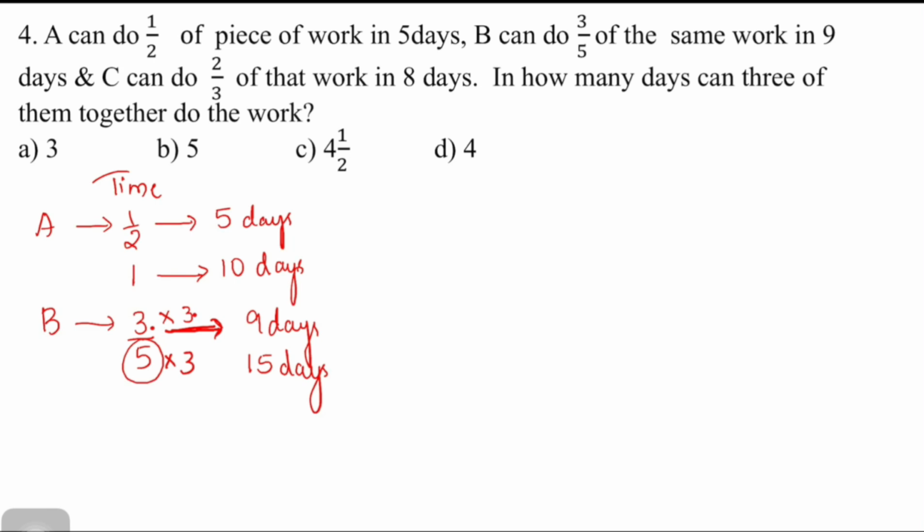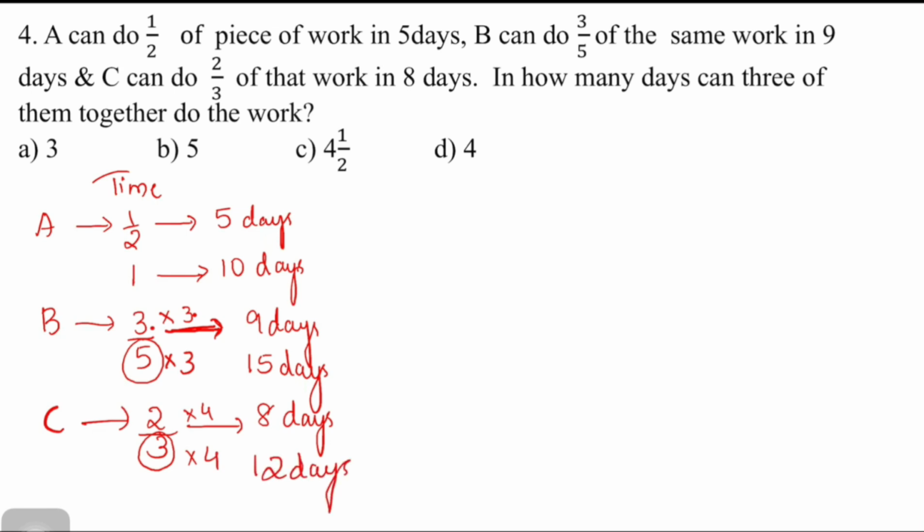Then C can do 2 by 3 of that work in 8 days. Now in the same way, if 3 is the total work, 2 parts of that work C will do in 8 days. So 3 parts it will do in how many days? 2 into 4 is 8, so 3 into 4 is equal to 12 days. So C will take 12 days to complete that work.